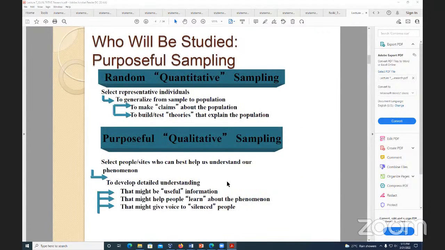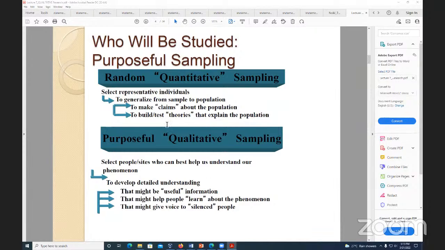So who's going to be studied? You either do it in a random way, which is typically quantitative, or you do it in a purposeful way so you can understand the phenomenon. In general, you are looking to understand the phenomenon when there is less known about the study. So qualitative projects are usually more exploratory, and quantitative projects tend to be more about testing hypotheses.